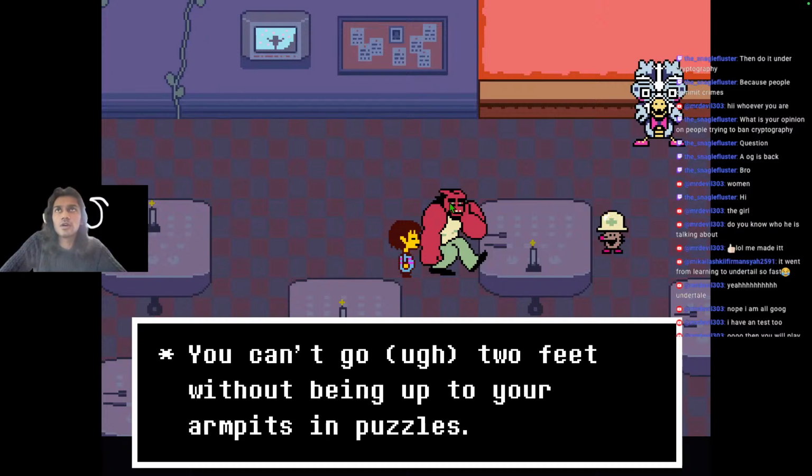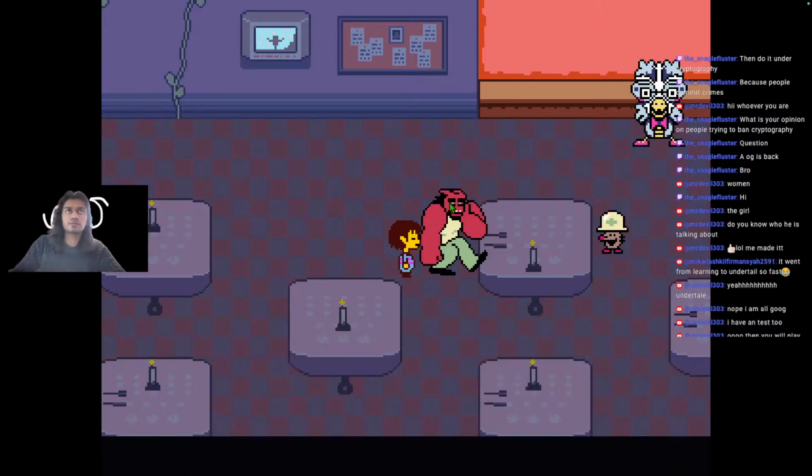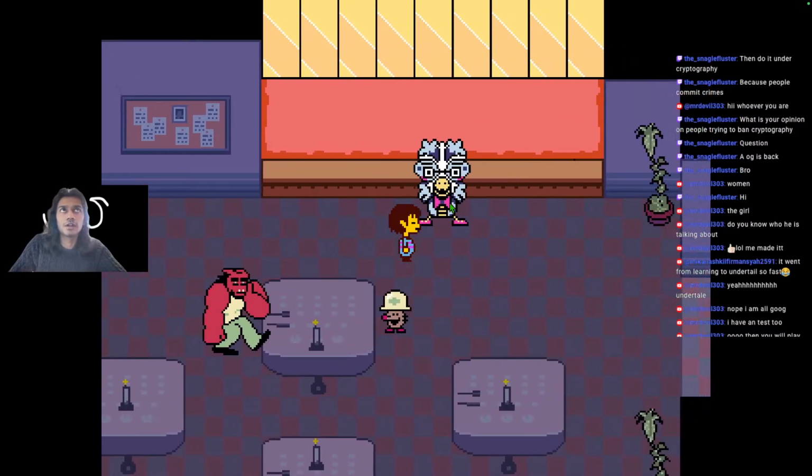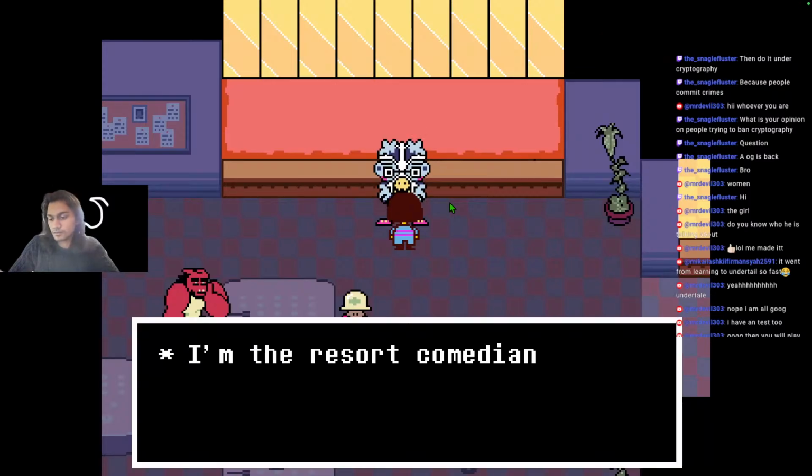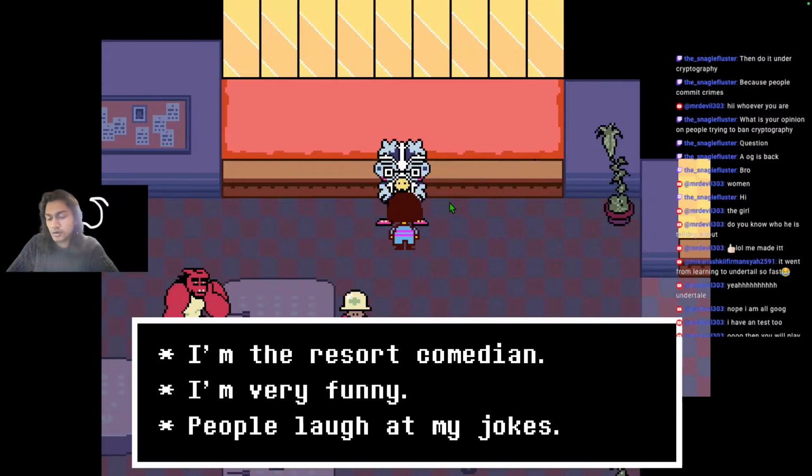You can go 2 feet without being up to your armpits in puzzles. Okay, this guy's just frustrated. Who's this? Grillby. I'm the resort comedian. I'm very funny. People laugh at my jokes. He's just like me.